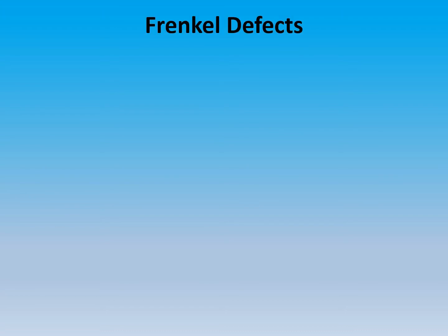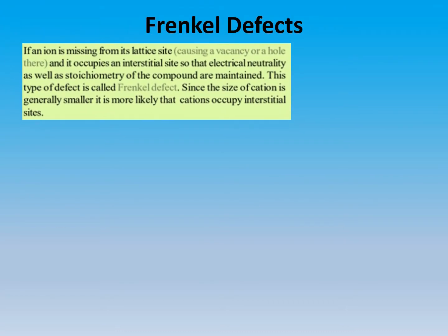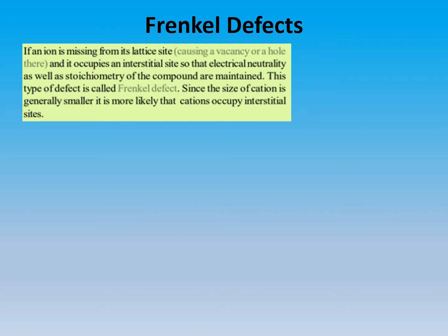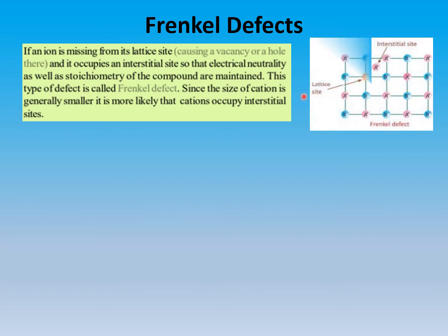And now let us see the Frenkel defects. What is Frenkel defect? This is also 1:1. Here the positive ion is not in its place and creates a hole, and it is placed in the interstitial sites. This vacancy or hole is there in the site. That is the Frenkel defect.